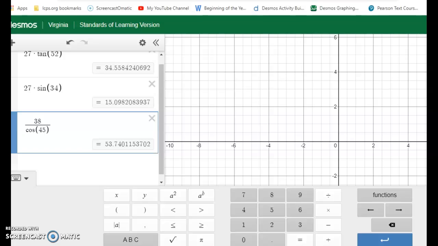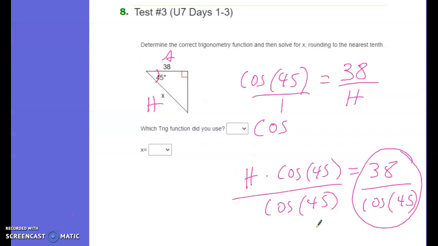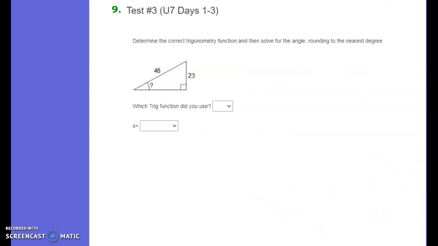So if I take out my calculator and I do 38 divided by the cosine of 45 degrees, I get 53.7. So over here, x is equal to 53.7. Number 9.